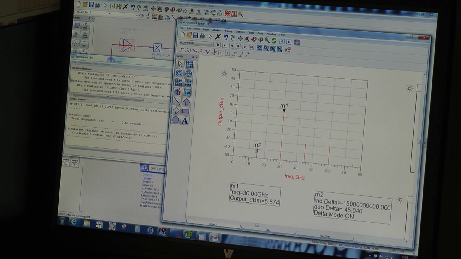So this time we see the output spectrum as measured on the spectrum analyzer. Our 15 gigahertz signal is highly attenuated, and our 30 gig signal is much bigger. So this is our 12 dB conversion loss, and the delta here is about 45 dBs. So the fundamental is well attenuated in this design.